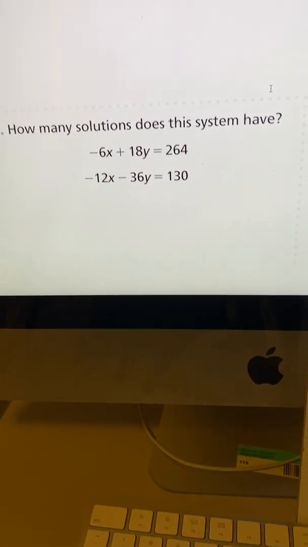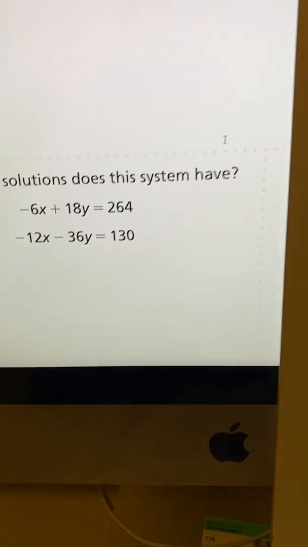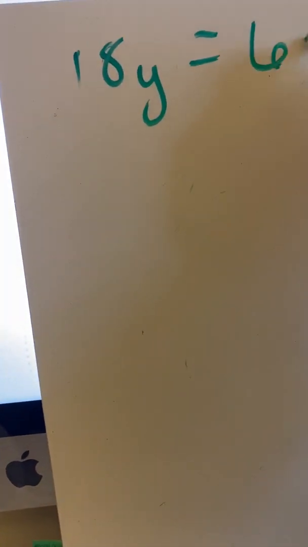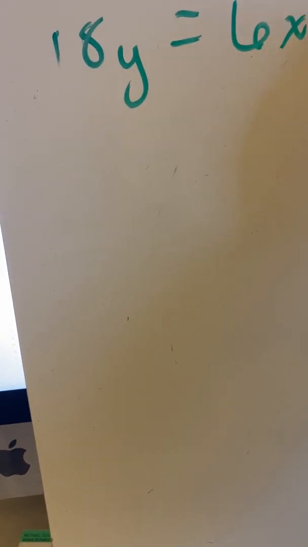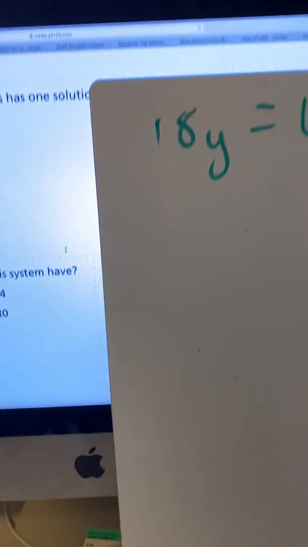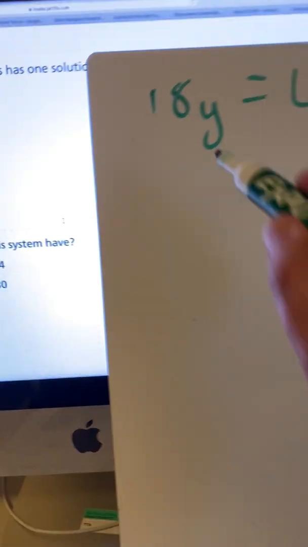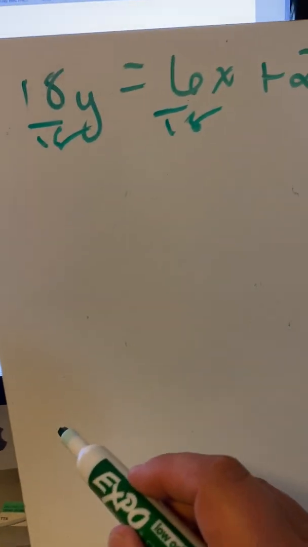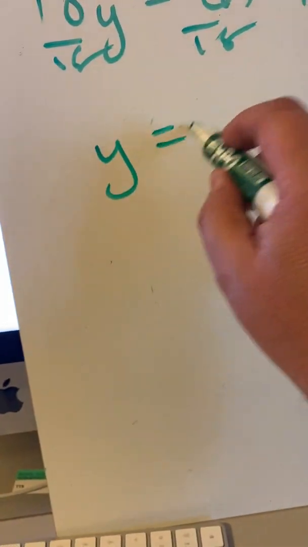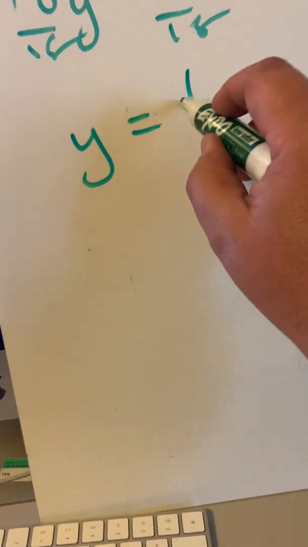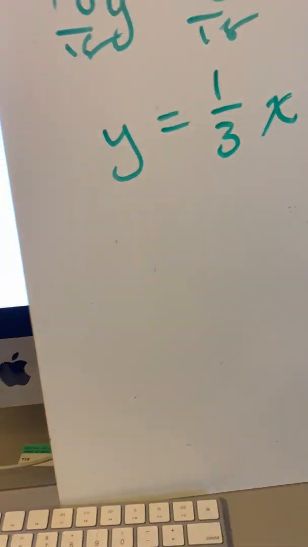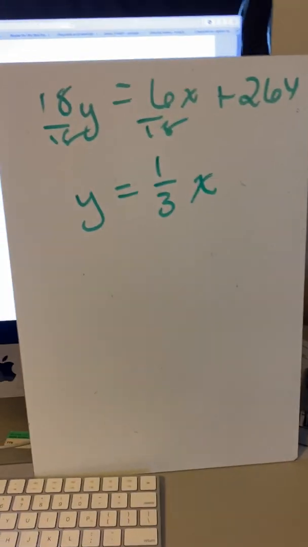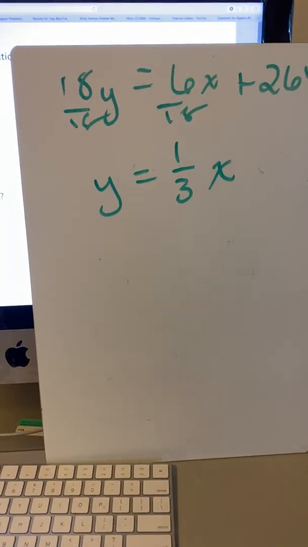When I move the -6 to the other side, it becomes 18y is equal to 6x plus 264. That's what it turns into. Divide by 18. I don't even care what 264 divided by 18 is right now. I'm just going to look at the slope. It turns into 1/3 x. Why? Because 6 and 18 are both divisible by 6. It reduces to 1/3. I'm not going to leave it at 6/18.